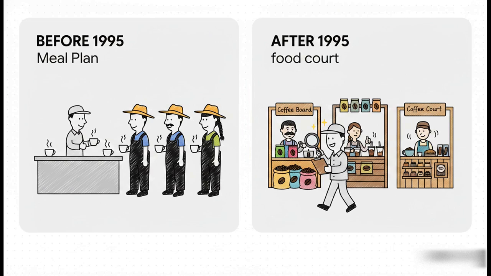But after liberalization, it became more like a food court inspector. The board wasn't selling the coffee anymore. Instead, its job was to make sure every single stall, every exporter, was meeting really high-quality standards for the global market, a total change in role.